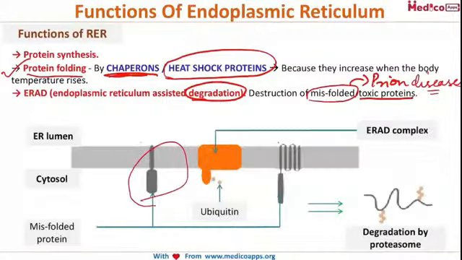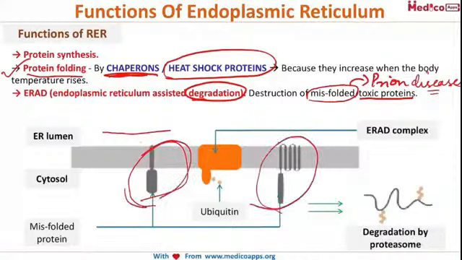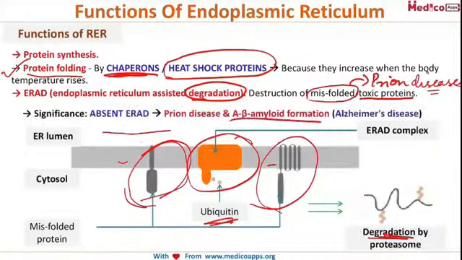If you look at this structure, this is the lumen of the endoplasmic reticulum and these are the misfolded proteins over here, these two. When these misfolded proteins are present, the ERAD complex along with ubiquitin causes degradation of these misfolded proteins by the proteasome. Okay, this is the ERAD process. Now we have seen that they cause prion disease when there is no endoplasmic reticulum assisted degradation. An important one here is that A beta amyloid formation also occurs when this process is defective, and we know that it causes Alzheimer's disease. The deposit of amyloid causes Alzheimer's disease. So that is about rough endoplasmic reticulum.